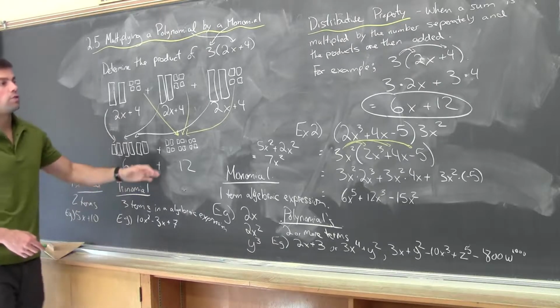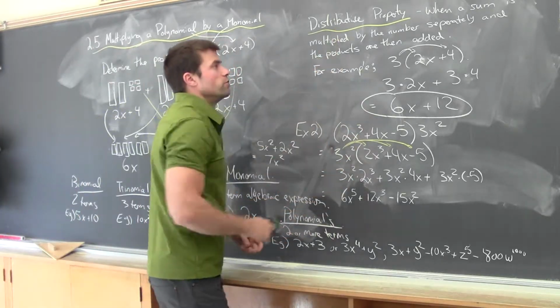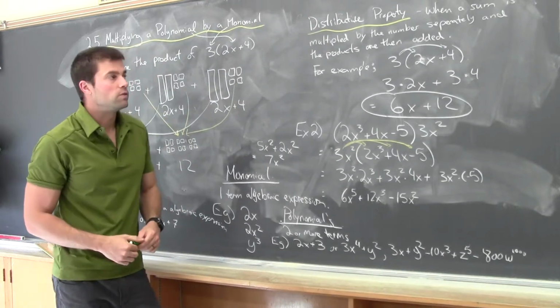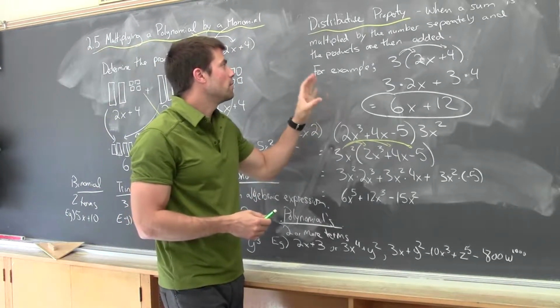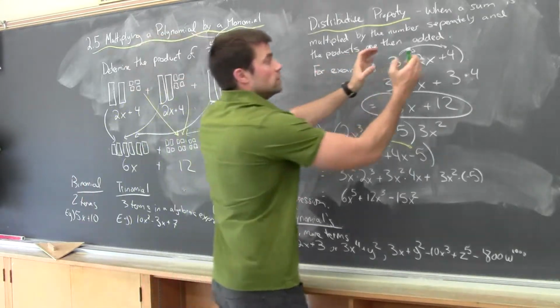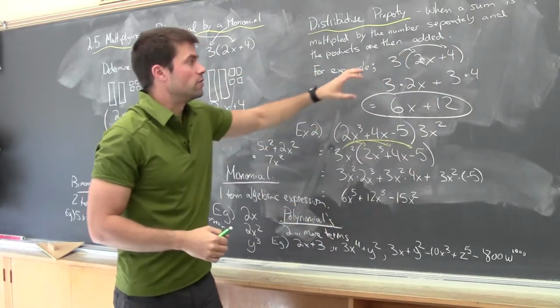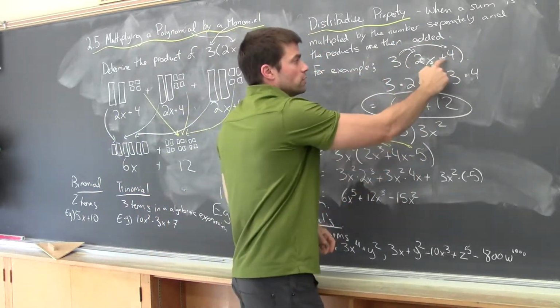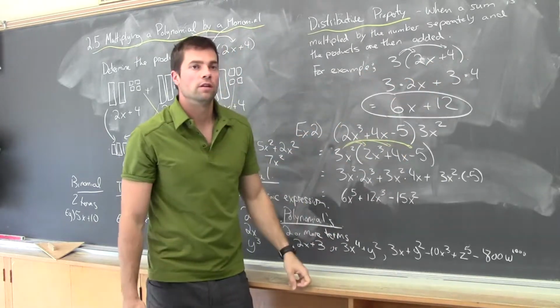Okay, now an easier way, and the point of today's lesson, is we're going to use what's called the distributive property. Okay, and it's defined as when a sum is multiplied by a number, the products are added separately. So when a sum, or we could have a difference if this was subtraction, is multiplied by another number, the products are added separately.